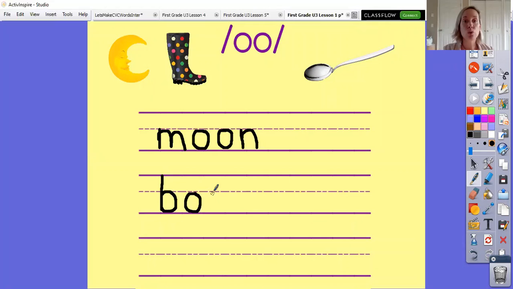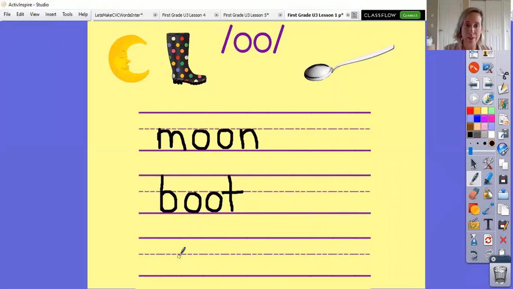B, oo, t. You're right, a T. Boot. Okay? Okay, we'll do one more. This is a utensil. It's a spoon. All right, so spoon has a blend in the front. So sp. It has 2 different consonant sounds blended together.